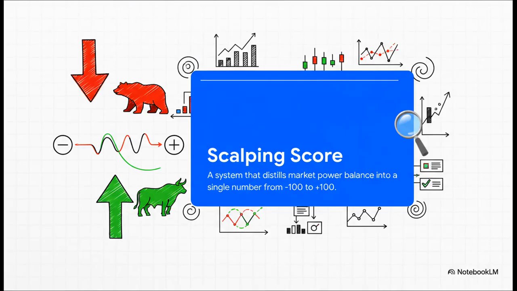Their first answer to that problem is something called the scalping score, and the idea is brilliant in its simplicity. Instead of making you stare at 10 different indicators and try to figure out what they all mean, the system does the hard work for you. It boils down that whole complex battle between buyers and sellers into one single easy-to-understand number. It just goes from -100, which is super bearish, to +100, which is super bullish.